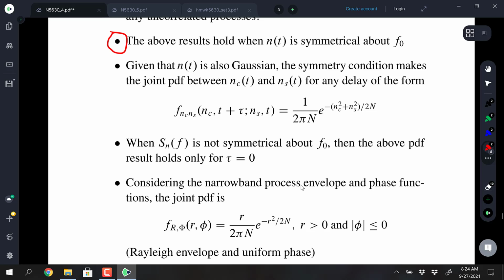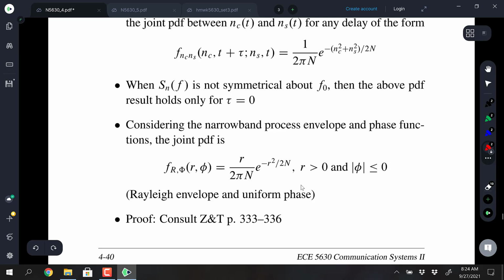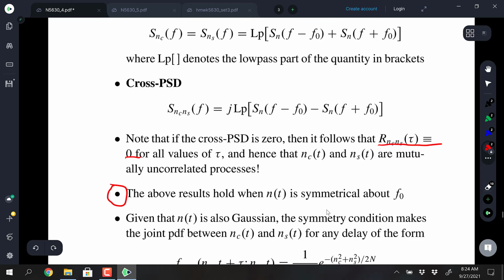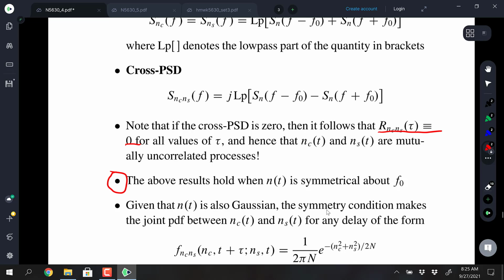When it's not symmetrical about f naught, then there is a cross spectrum that's non-zero, but one of the things that still holds is that at the lag of 0, tau, in the cross-correlation function, it will still be 0 there. In other words, a property of this cross correlation is that at 0 lag, it's equal to 0. And we're going to see a picture of that in just a second here.